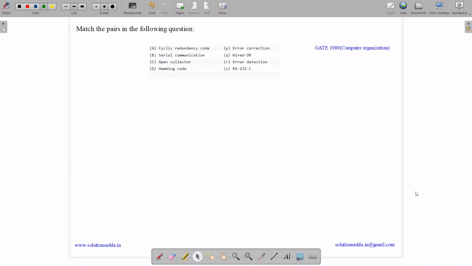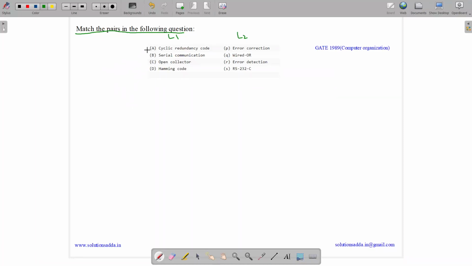This question belongs to computer organization subject and was asked in GATE CSE 1989. So the question states, match the pairs in the following questions. So it will match the following question. A, cyclic redundancy code, serial communication, open collector, Hamming code. We have to match this list 1 with the list 2 containing error correction, wired OR, error detection, and RS-232C.